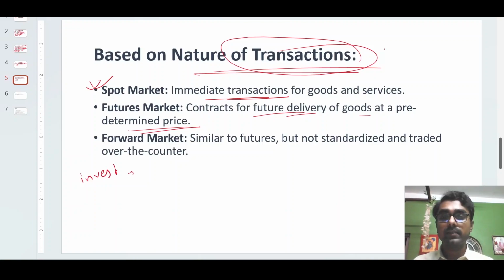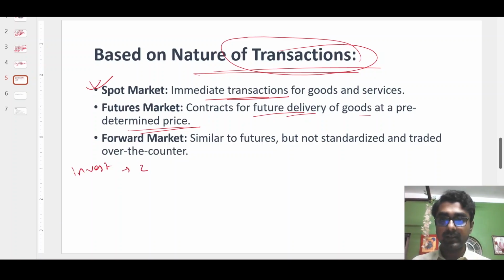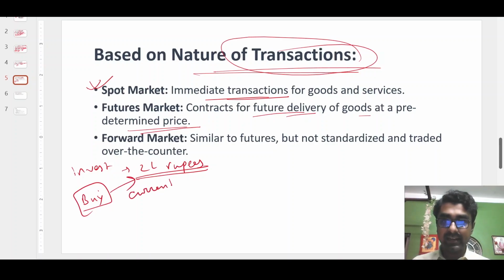You basically invest, for example, 2 lakh rupees, right? 2 lakh rupees to a particular shop. You told him to buy iron rod of 2 lakh rupees at the current price, right? At the current price. And you will take the delivery after 2 months or after 3 months, when you actually need it. So that is basically called the future market.